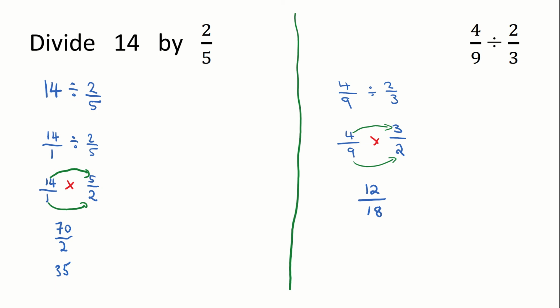So if I simplify my numerator and denominator, I can divide the top and the bottom by 6. So when I divide 6 into 12, I get 2, and 6 into 18 becomes 3. So 4 over 9 divided by 2 over 3 is giving me 2/3. So that's dividing fractions by fractions. Just remember, the quick way of doing it is to flip the second fraction and turn your division into multiplication.